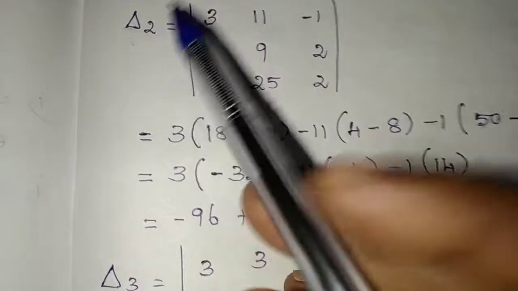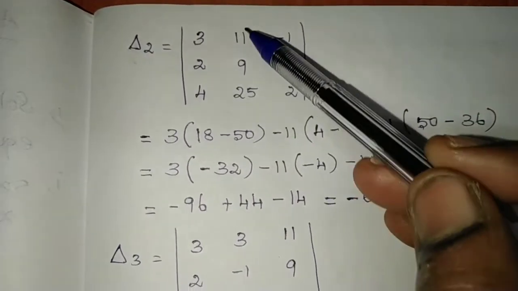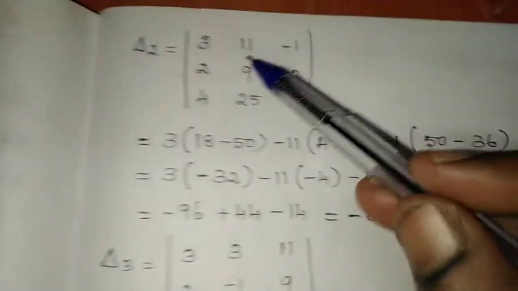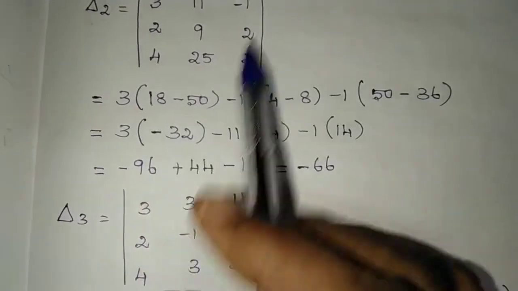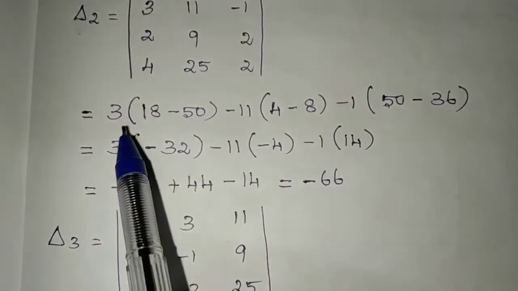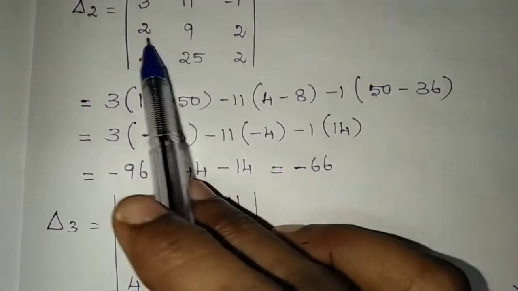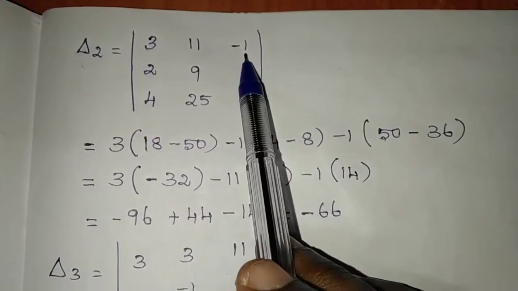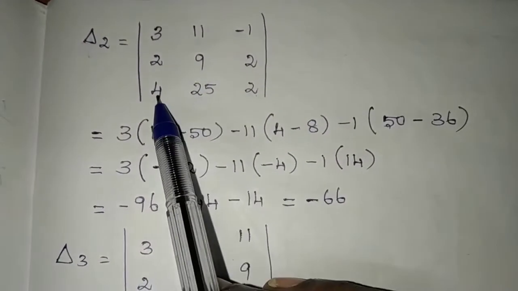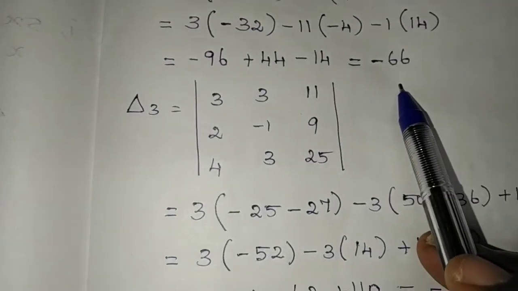Delta 2 equal to, what's the meaning? In the first column you have to write as it is, second column leave it and write the constants, third column write as it is. Now simplify: 3 into 18 minus 50, minus 11, 4 minus 8. Next minus 1, 50 minus 36. Simplify, we get minus 66.